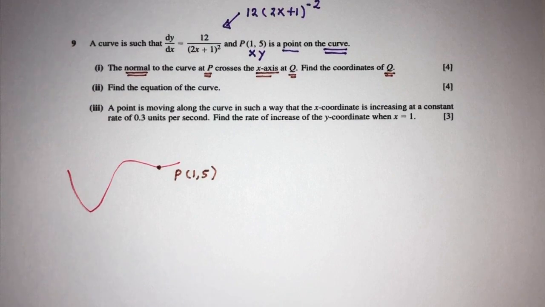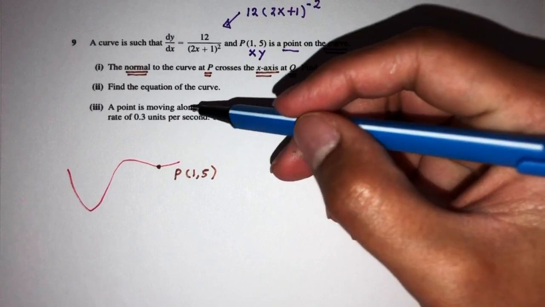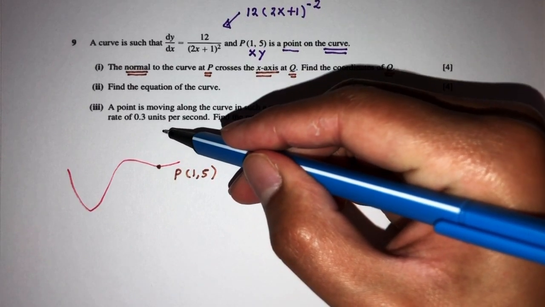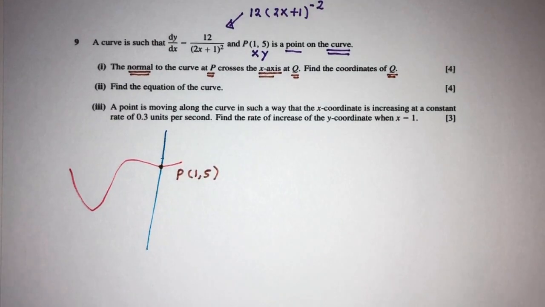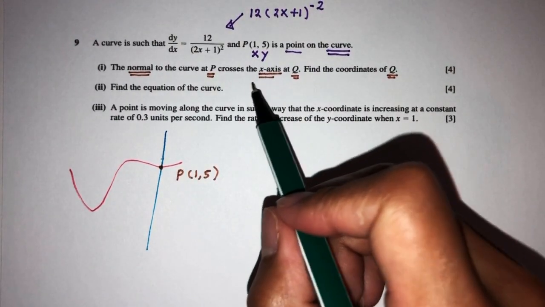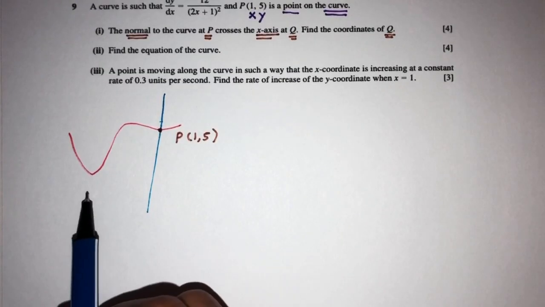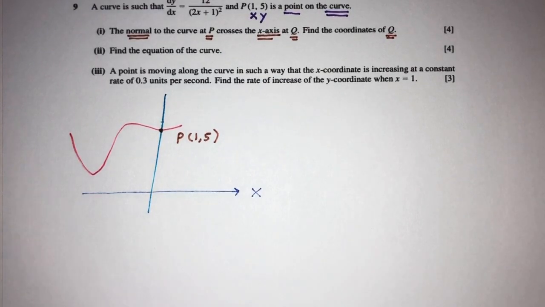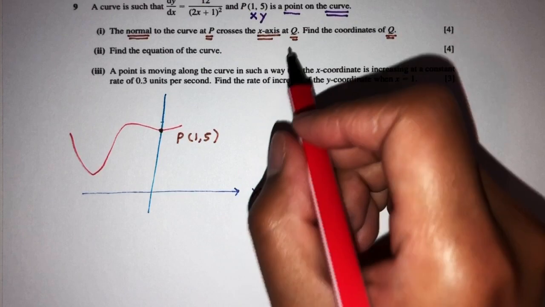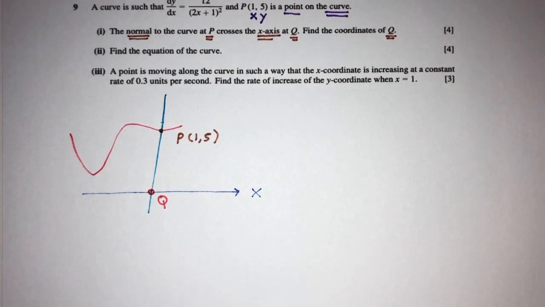Great. Now what's next? The normal to the curve at point P, so the normal is a line that passes at 90 degrees to that point. So this is the normal, for example. Okay, great. It crosses the x-axis, and now I will have to have my axis here. For example, this is my x-axis, at the point Q. So this will be the value of Q here. Okay, so as you can see, we have to find this value of Q.